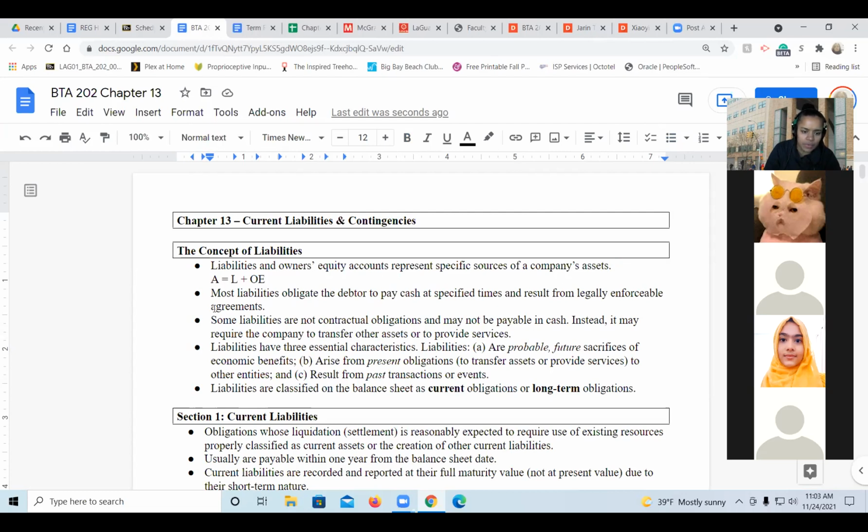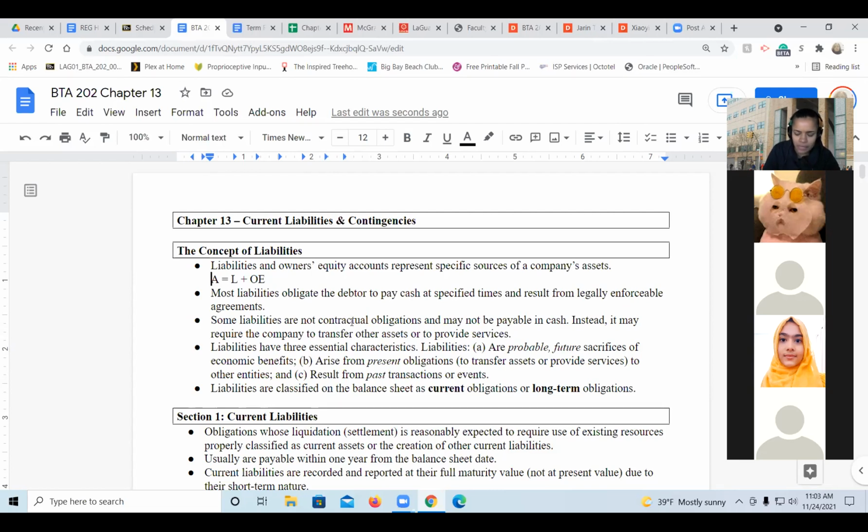And so most liabilities result in some obligation, right? That we have to either pay cash or we have to do some type of action, service or whatever. And many are legally enforceable. It's not just a casual arrangement that says maybe I'll pay you back or whatever. It's an actual legal contract.